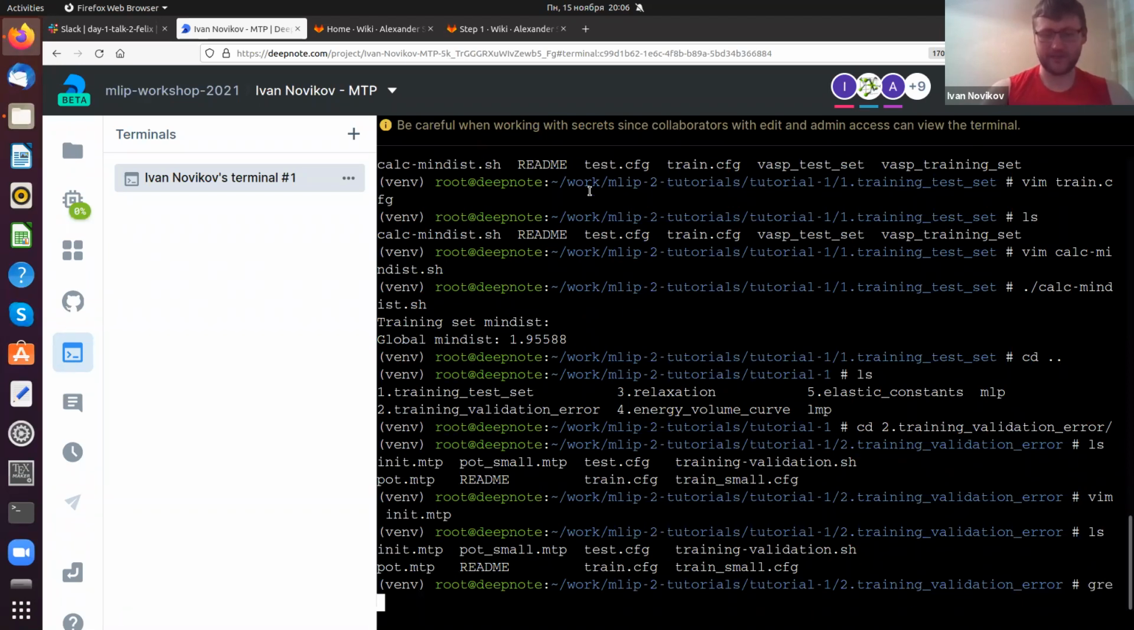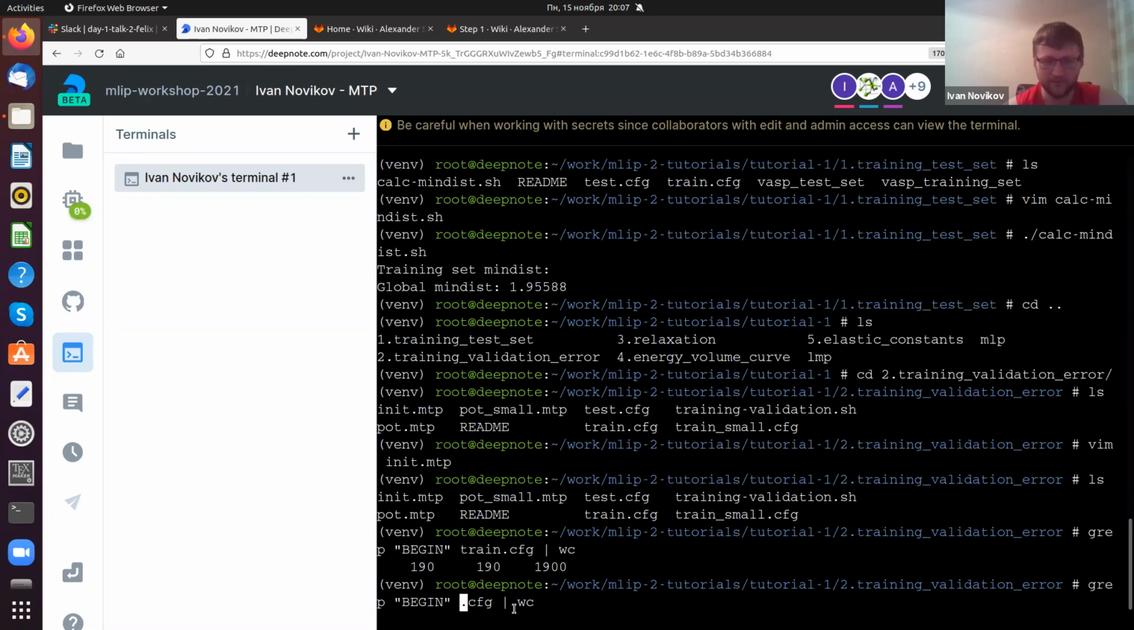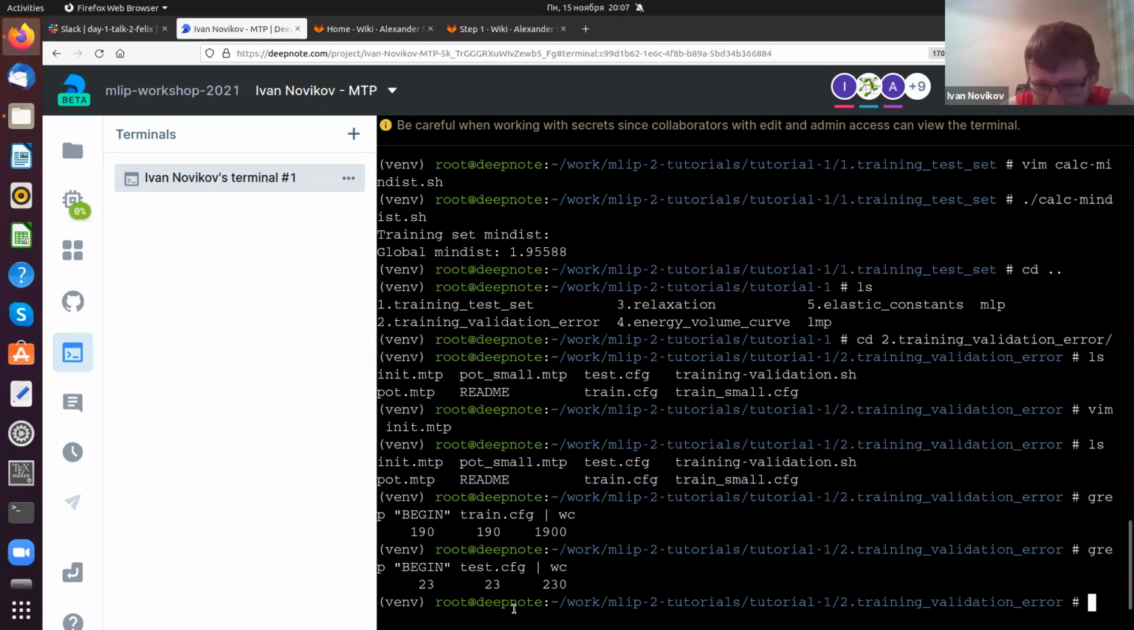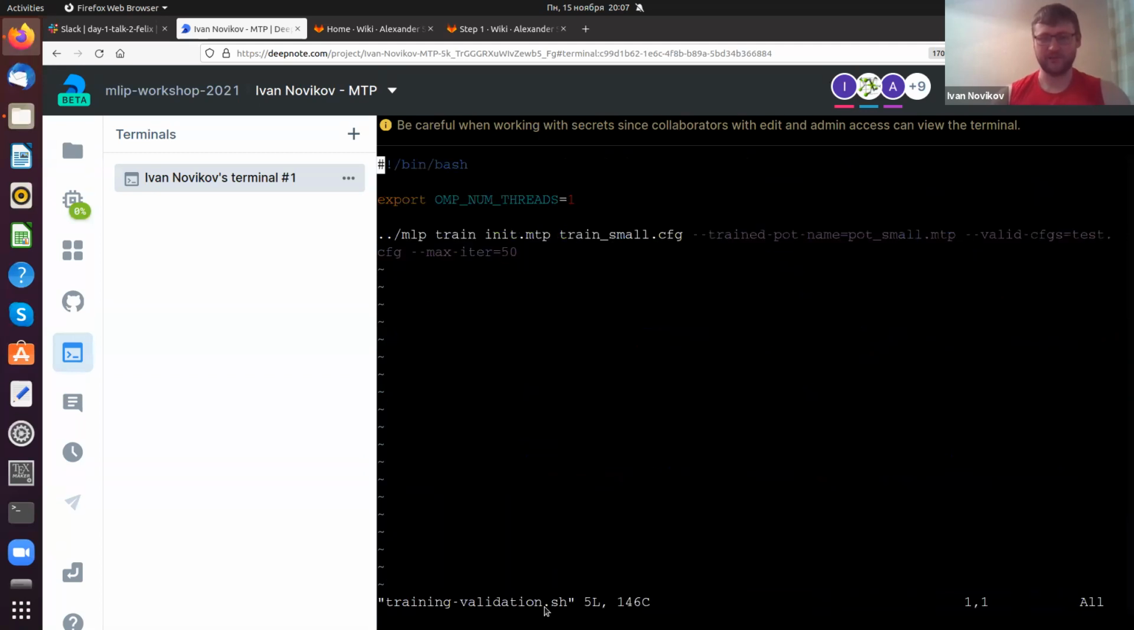I have prepared, of course, in the training set, a lot of configurations, around 200, as far as I remember. Yeah, 190 configurations, and in the test.cfg file, we have 23 configurations. This is for validation. But I want to show how to train a moment tensor potential on a simple example, with train_small, with a small configuration set. With the train command, we will read the MTP, moment tensor potential, from the file init.mtp, the training set from train_small.cfg. The trained potential will be written to the pot_small.mtp file, and we will also conduct validation on the test.cfg file. And we will run 50 iterations here.